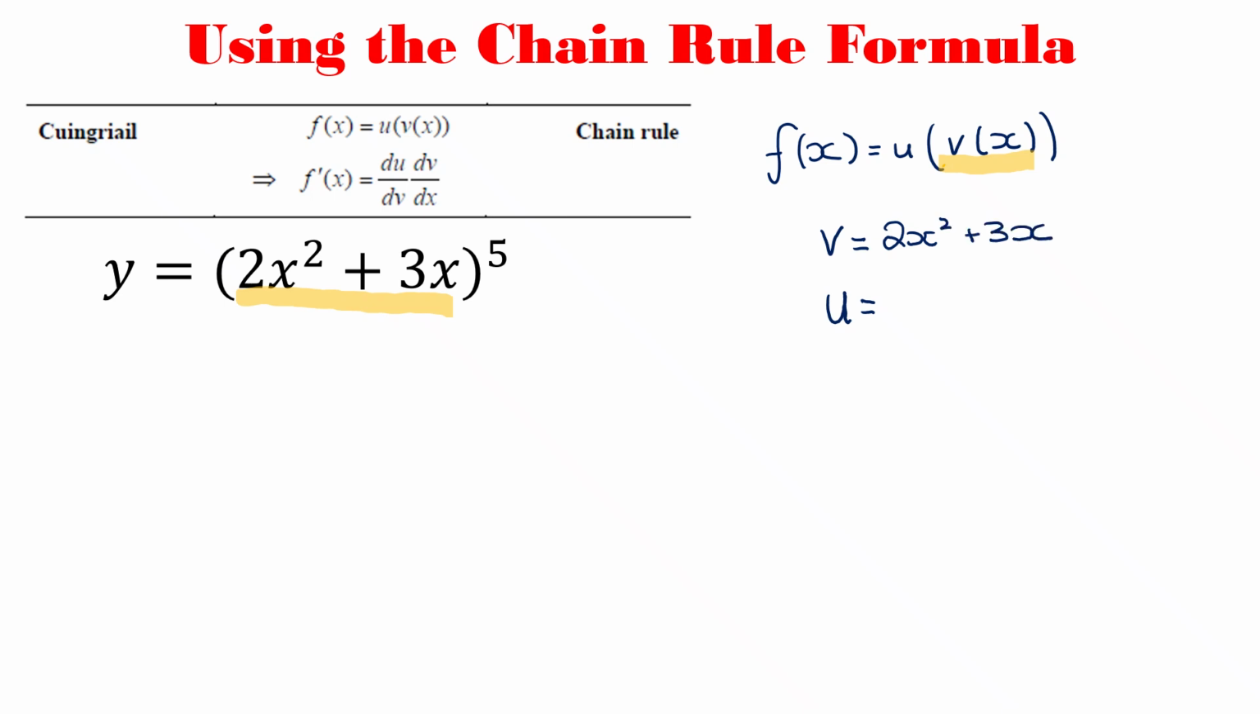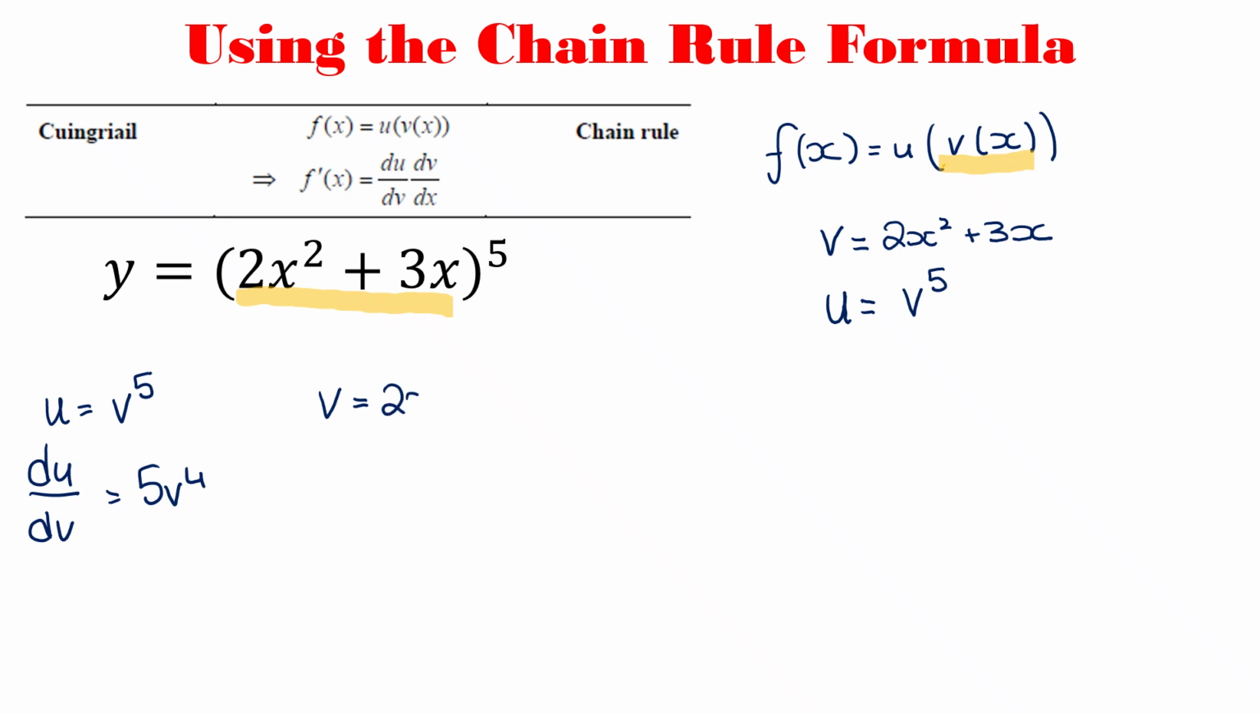Now, our u has to be defined in terms of v. What that means is the whole function, so think of u as the full thing, is going to be v to the power of 5. So rather than writing 2x squared plus 3x all to the power of 5, we're defining u in terms of v. The reason for that is if you look at the formula for the derivative, we have du dv, which asks us to differentiate u with respect to v. So u is equal to v to the power of 5, and du dv is equal to 5v to the power of 4.